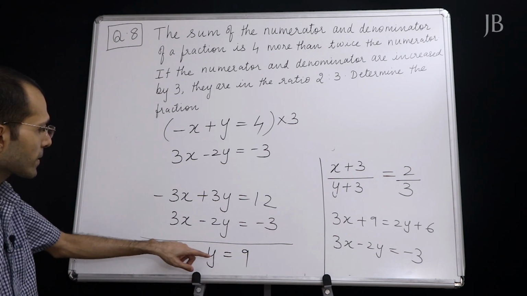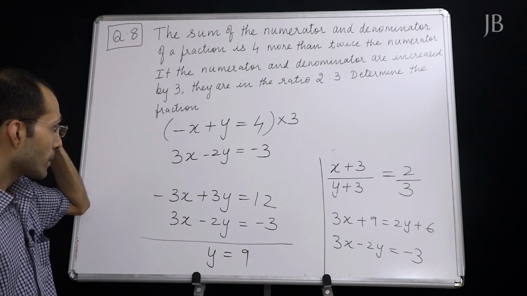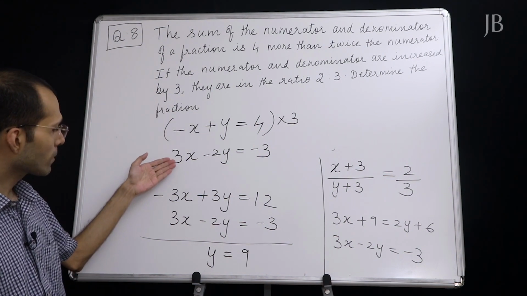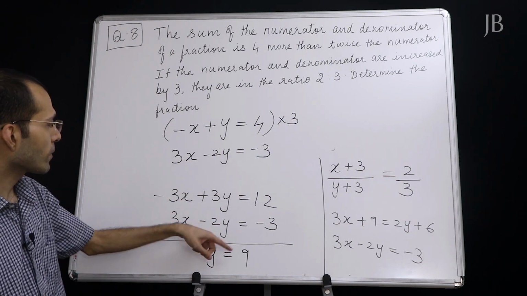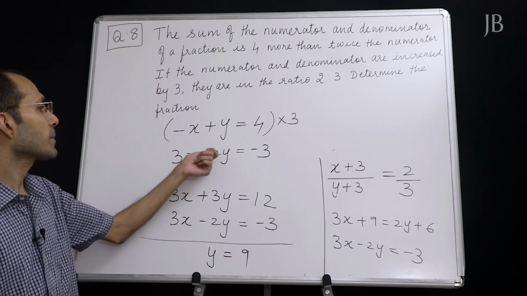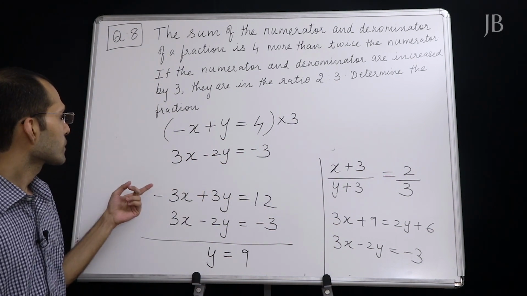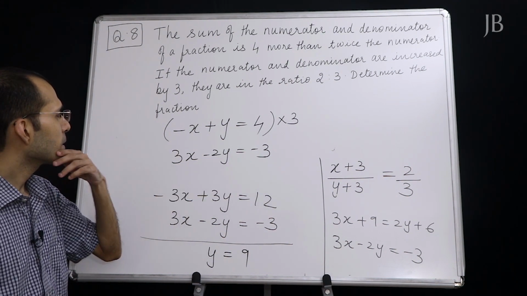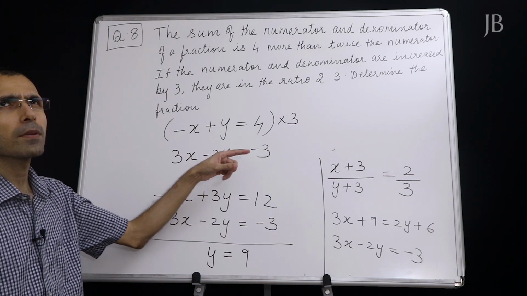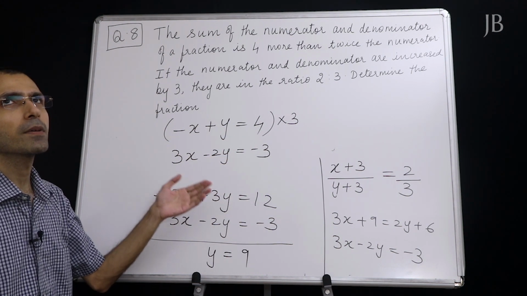Now substitute in any of these equations, say put it here. We'll do this over and over. Let's put it here, no problem. So 3x minus 2y, where y is 9. So 3x minus 18 is minus 3. So 3x will be minus 3 plus 18. Okay, that is 15. So x will be 5.